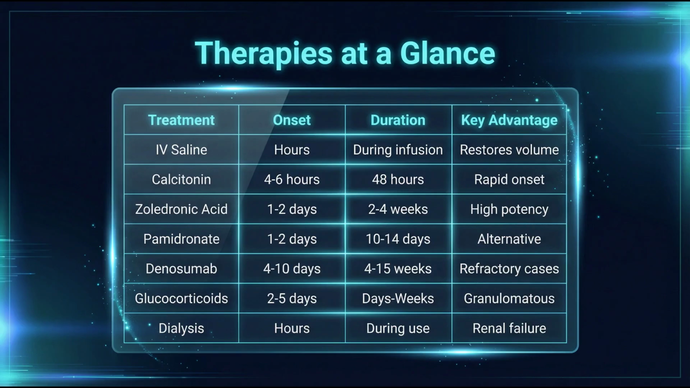Let's compare our therapeutic options. Saline works within hours but only during infusion. Calcitonin also works in hours but lasts only 1 to 2 days before tachyphylaxis. Bisphosphonates take 2 to 4 days to work but last weeks. This is why we use them together. Saline for immediate volume correction, calcitonin for rapid bridging, and bisphosphonates for sustained control. Each has a specific role in the treatment timeline.